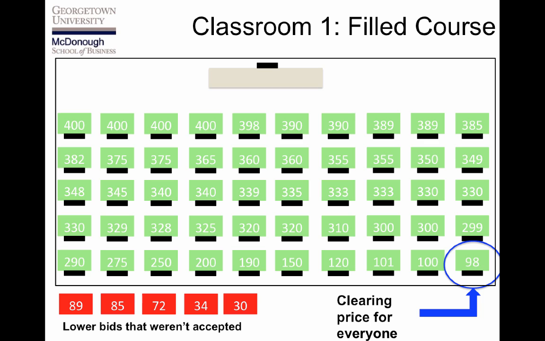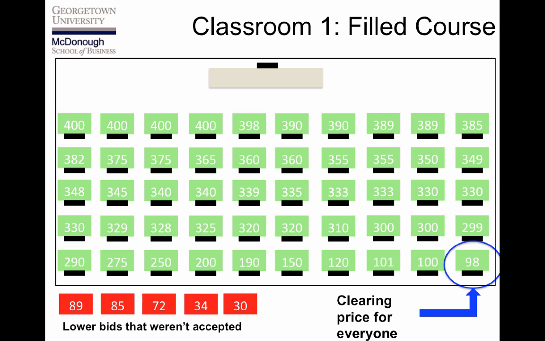There are two kinds of classes for bidding: the classes that fill during bidding and those that do not fill. Here we have a class that filled, meaning more than 50 people bid on it. So the highest 50 bidders were awarded a seat. The lowest successful bid, circled in green, the 98, is the clearing price. So it's the lowest successful bid to get into the class.